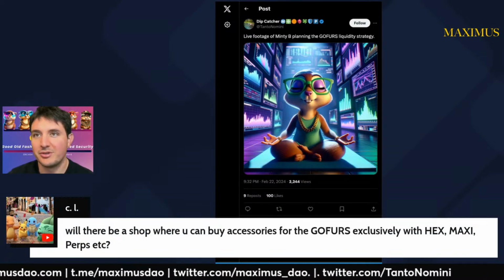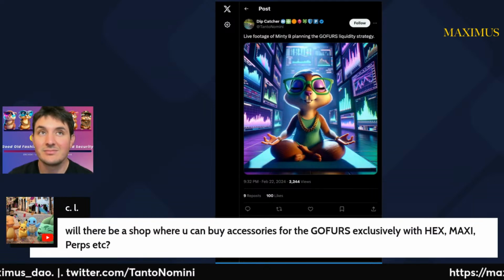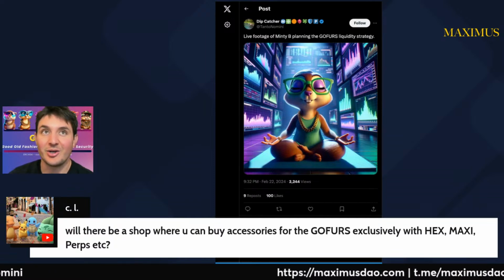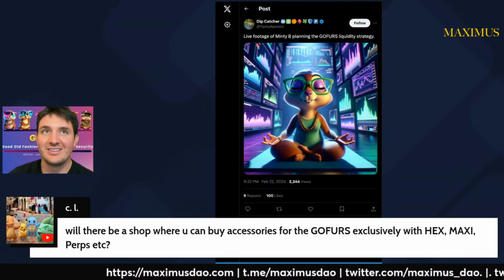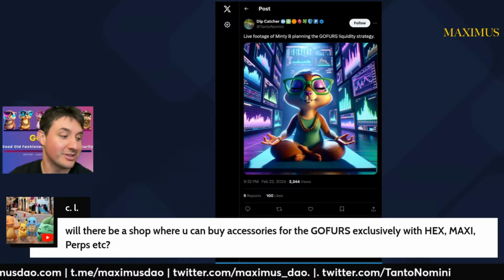Will there be a shop where you can buy accessories for the Gophers exclusively with Hex, Maxi perks, etc.? Maybe. Those are such hard things to spend though, because they can always moon. And I don't know if a Gophers keychain will moon. Maybe. Who really knows?